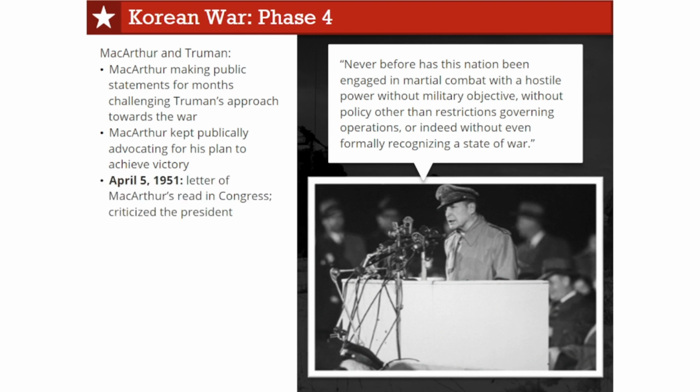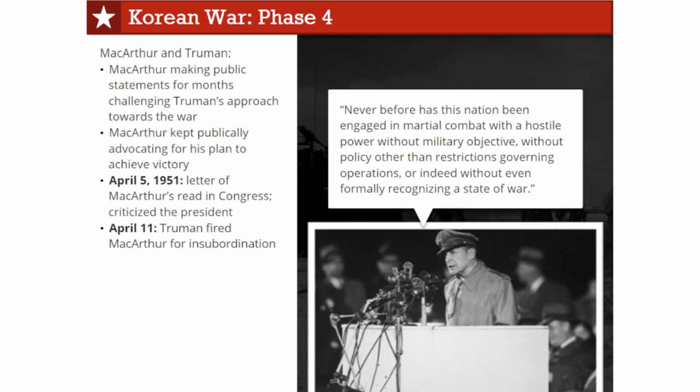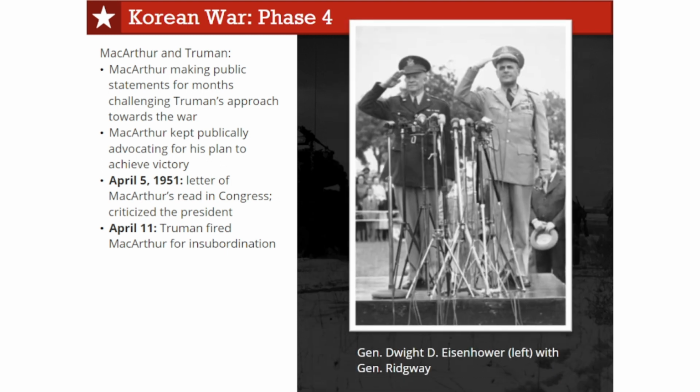On April 5th, on the floor of Congress, a letter was read in which MacArthur criticized the president and said in this war, a war against communism, there was no substitute for victory. This was the final straw, and on April 11th, Truman fired MacArthur for insubordination and removed him from command. He was replaced by General Matthew Ridgway.